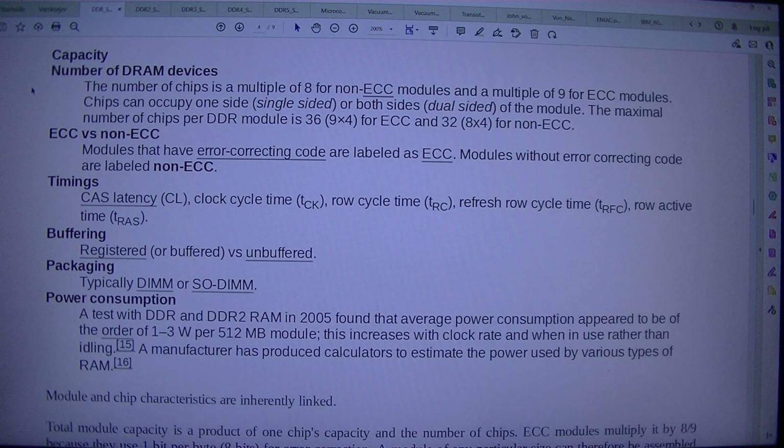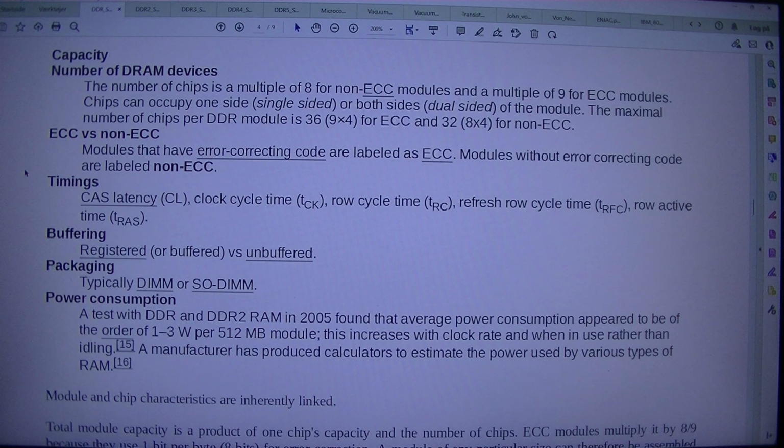Chips can occupy one side (single-sided) or both sides (dual-sided) of the module. The maximal number of chips per DDR module is 36 (9x4) for ECC and 32 (8x4) for non-ECC. ECC vs. non-ECC: modules that have error-correcting code are labeled as ECC. Modules without error-correcting code are labeled non-ECC.